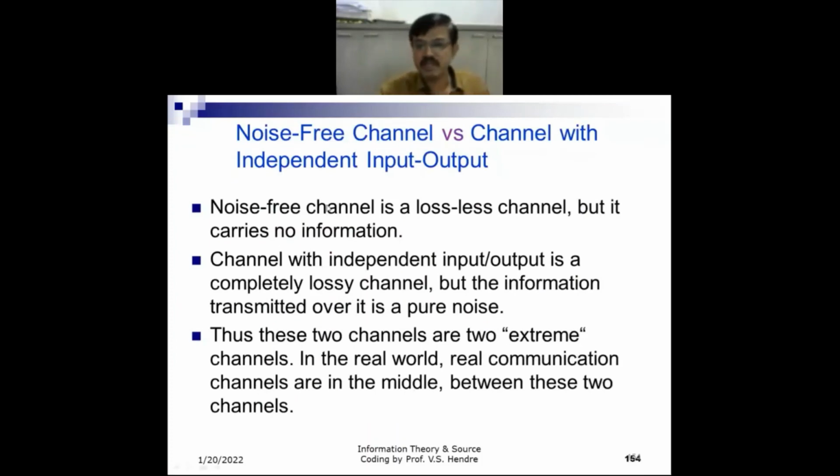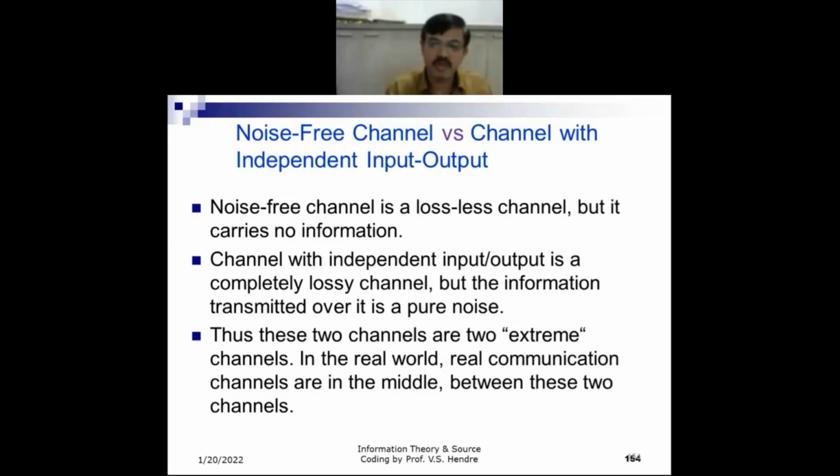So the noise-free channel and the channel with independent input and independent output are two extreme cases. In one case, it's an ideal case. The noise-free channel is a lossless channel. It will transmit the signal as it is, but the second one does not carry any information. Independent input, independent output is a completely lossy channel, because information is not communicated. So these are two extremes, and all your real world communication channels are in between. They are neither noise free, nor independent input, independent output. They have the capacity to transmit a certain amount of information from one end to another. They might be lossy channels, but not completely lossy. They will never be lossless channels.